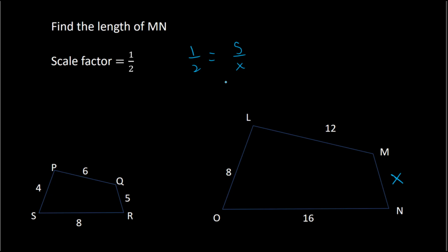So what I can do is I can use this to solve for x. And remember, to solve a proportion like this, we have a fraction equaling a fraction, I can solve by cross multiplying. So I do 1 times x to get x, and then 2 times 5, that gives me 10. So my solution is that x equals 10. And that's the side length of MN over here.